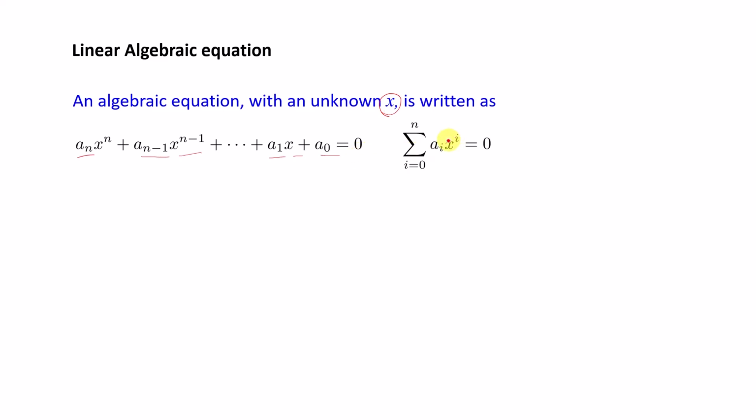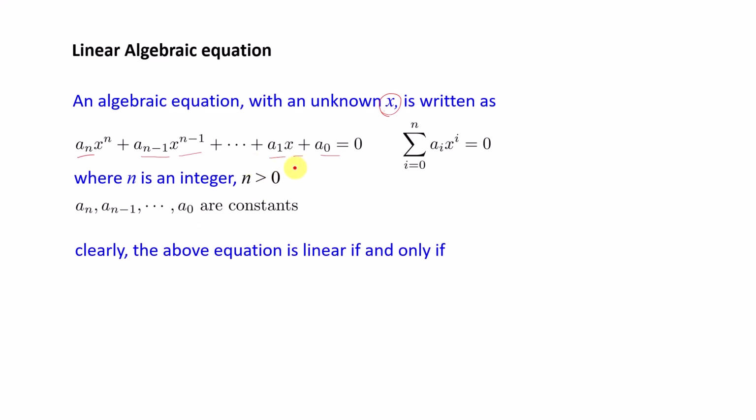We can also write it in a short notation, that is summation of i equals 0 to n, a_i x to the power i. a_0 x to the power 0 will be simply a_0, then a_1 x to the power 1 will be a_1 x, etcetera, all the way up to a_n x to the power n. In this case, n must be a positive integer, and all these a's are constants, and we know them beforehand.